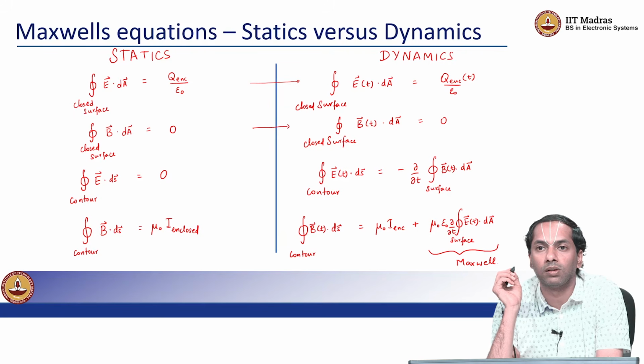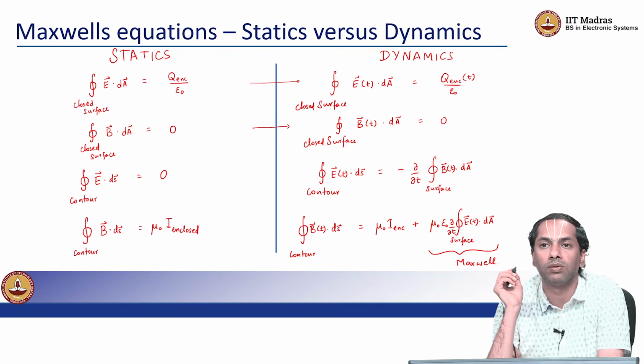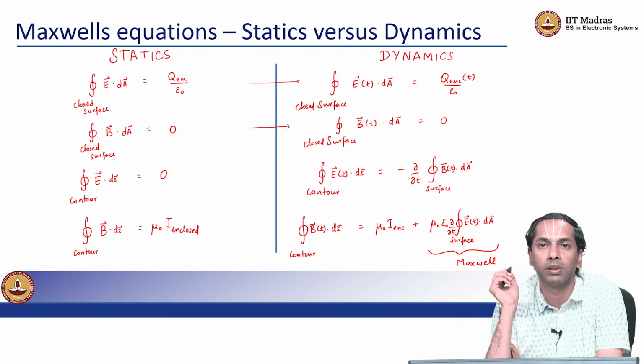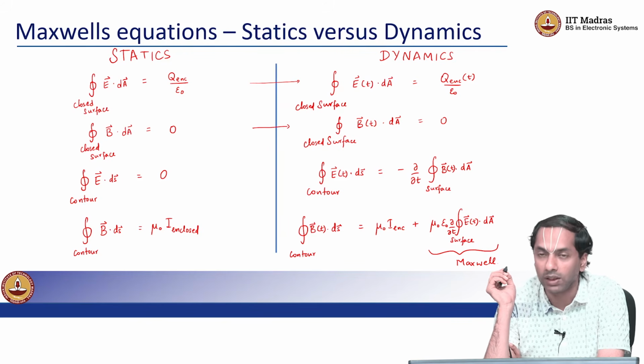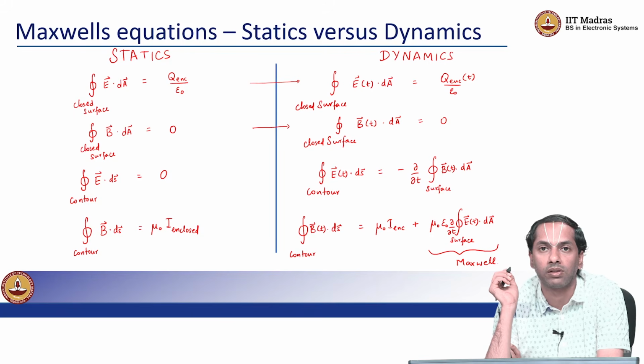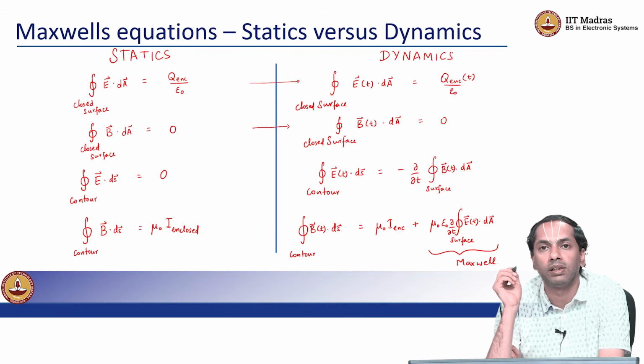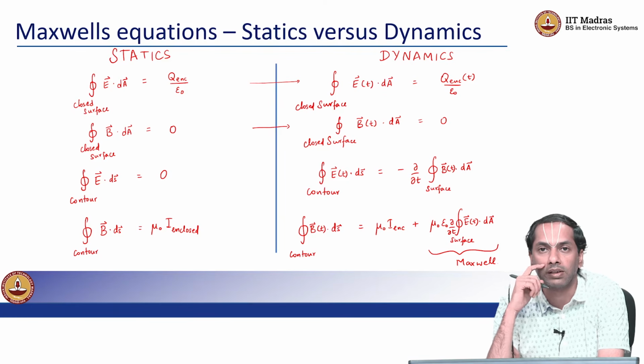So, the closed surface integral for E dot dA and B dot dA can be thought of as electric and magnetic fluxes, right. So, whenever there is a time rate of change of these fluxes, we see that the field of the other kind is being generated.